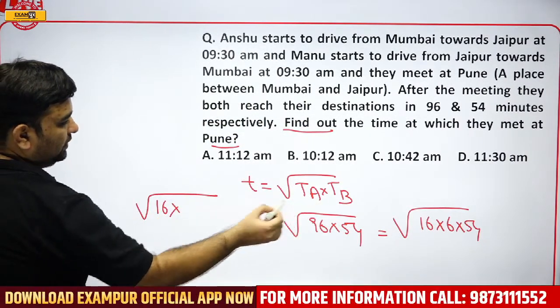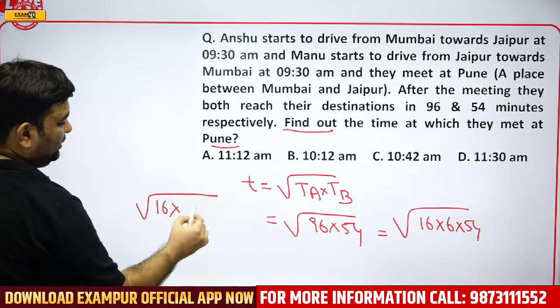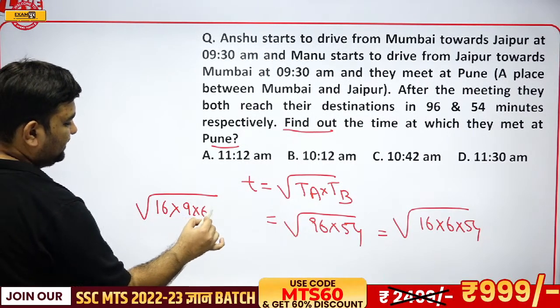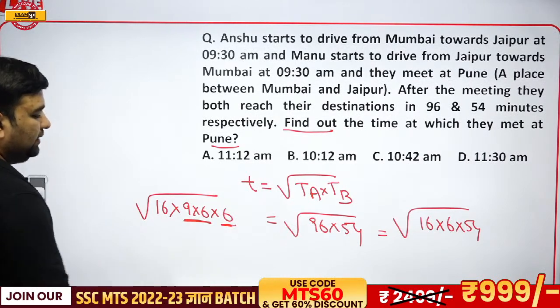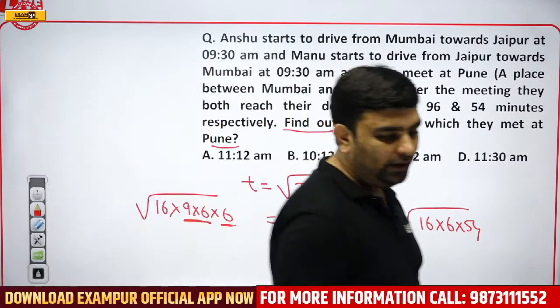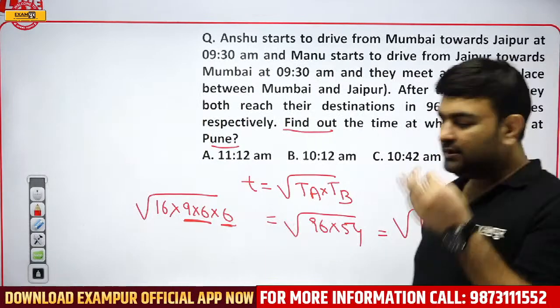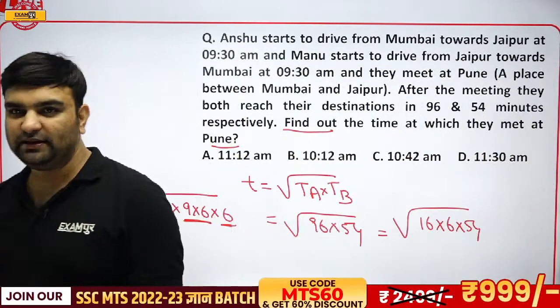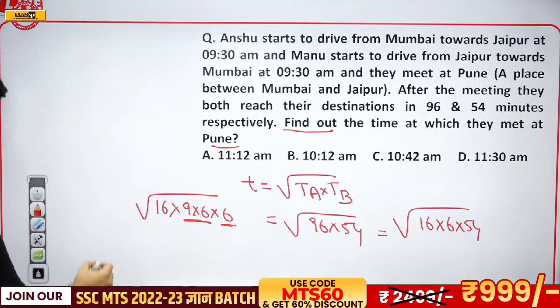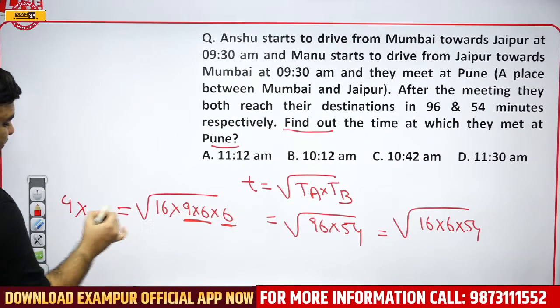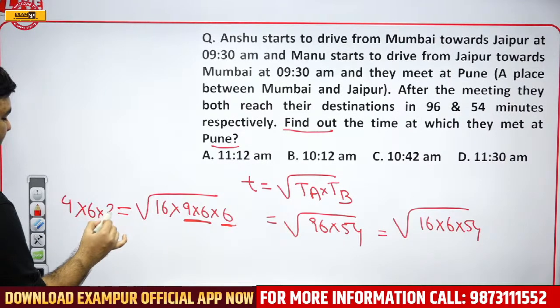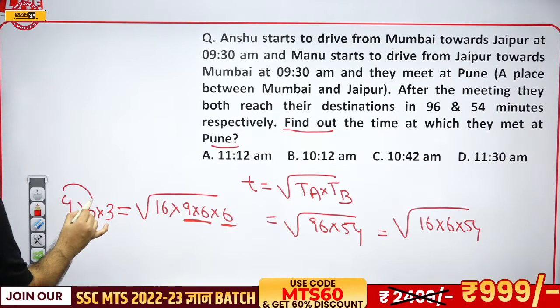I think break it into 9 into 6 into 6. See the factorization, it will make the calculation very easy. 16 is 4, 6 into 6 is 36, and 9 is 3. So 24 into 3, 72 minutes.